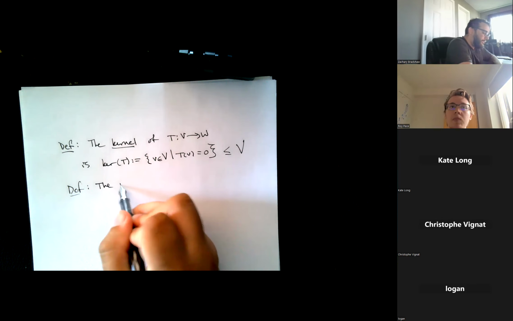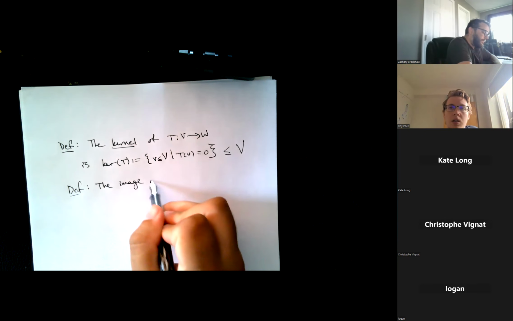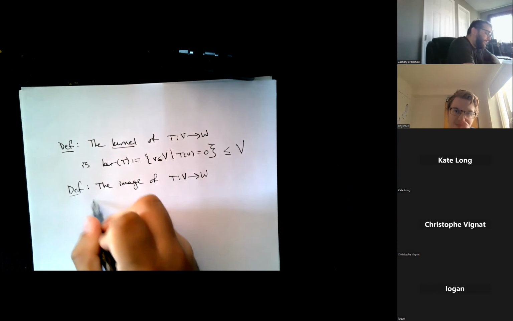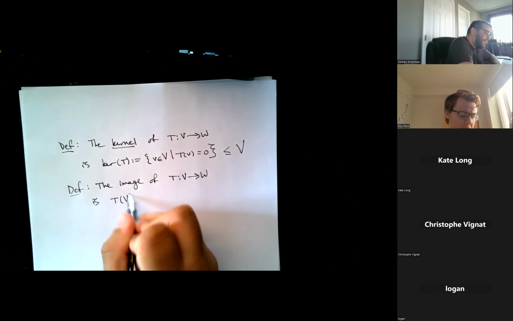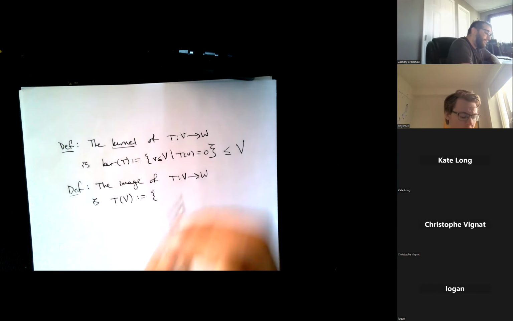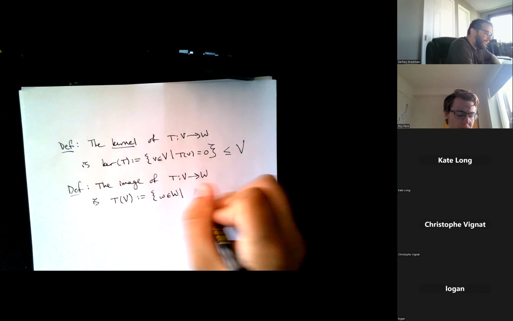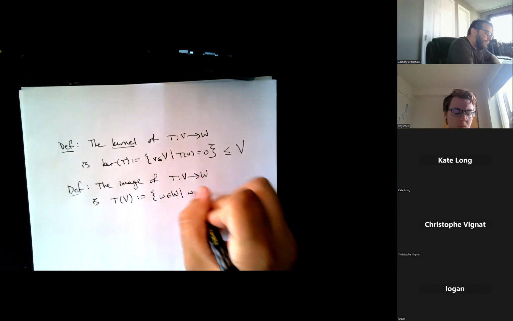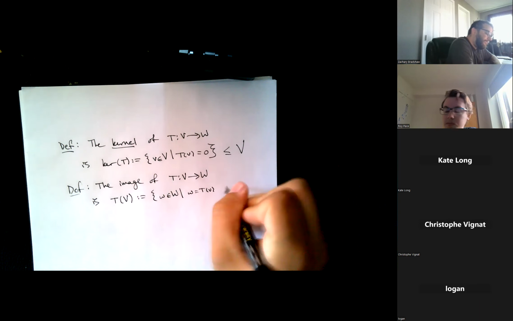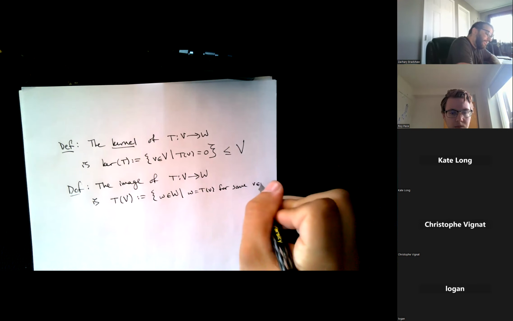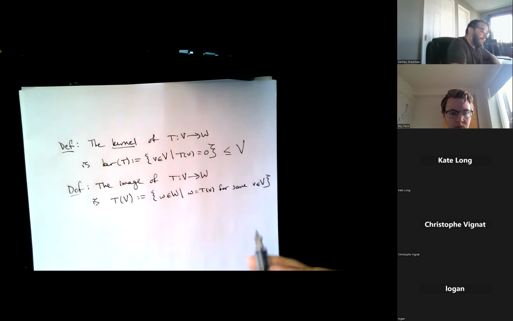The image of T from V to W, we'll call it T of V, is exactly what it sounds like. It's the set of all w in W such that w is equal to T of v for some v. And this thing is a subspace of W.